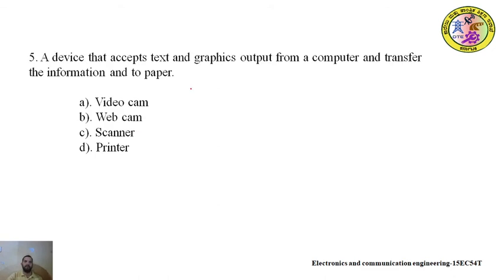Fifth question. A device that accepts text and graphics output from a computer and transfers the information onto paper is called: video cam, webcam, scanner, printer. Video cam captures video. Webcam is used to make video calls. Scanner scans the pages, like an input device. Printer is an output device. It takes the data from the computer and transfers the information to the paper. So it's the printer.